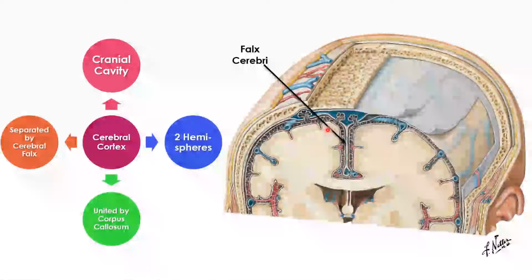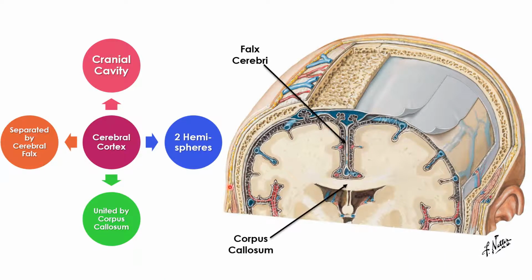What is the falx cerebri? It is the fold of dura mater which extends and separates the two cerebral hemispheres. And we can also see the corpus callosum here, which is uniting the two cerebral hemispheres. Okay. Next.